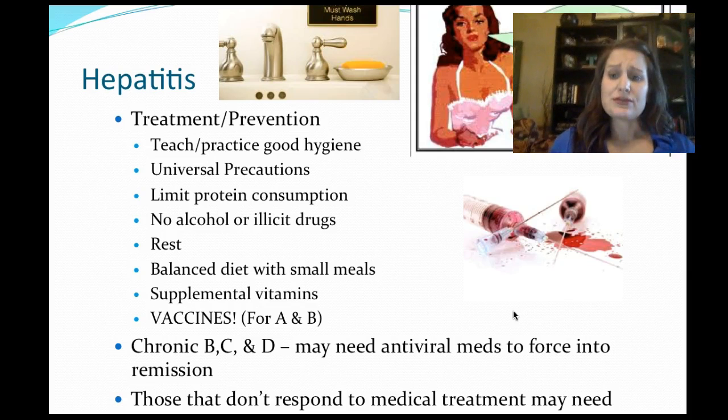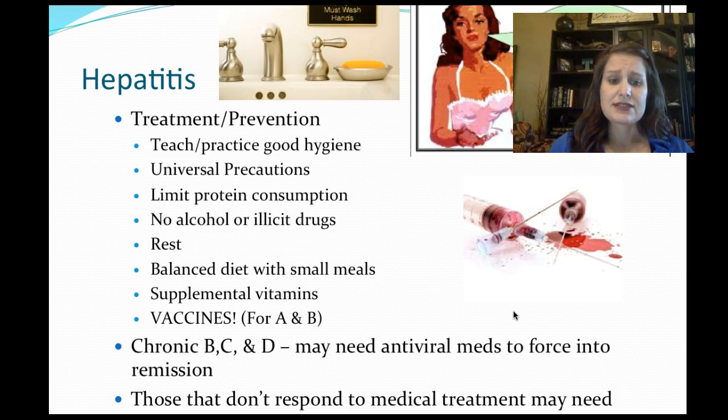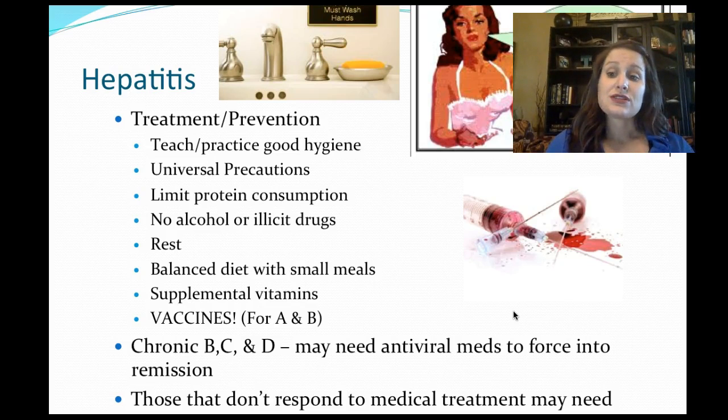Because they're not able to absorb those vitamins, their liver is damaged, so we need to be supplementing some vitamins. Vaccinations are available for A and B, but not all of the hepatitises. Chronic B, C, and D may need antiviral meds to force them into remission.